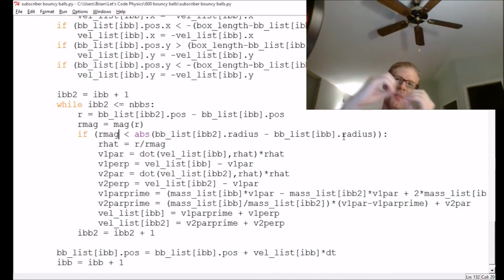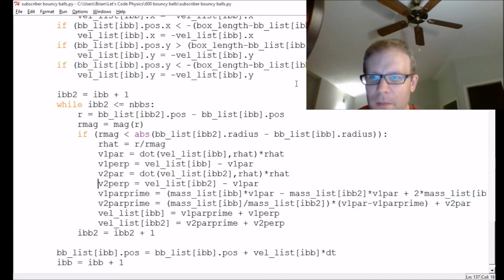So basically, if these two come within contact of each other, we're defining a unit vector r hat so that we can get the parallel components and the perpendicular components. That is 1 and IBB, and 1, 2, IBB2, 2, IBB2, and 1. Cool. We are calculating their new parallel components. And then we are just adding the new vector components together. Okay, and then of course this just updates the position accordingly.